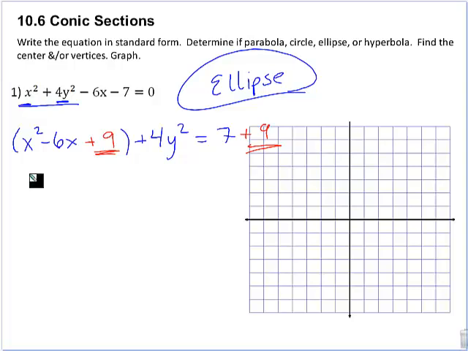Okay, so what do we have? Good. X minus 3 squared plus 4y squared is equal to 16. Then how do I get this into standard form? Good. Divide by 16.